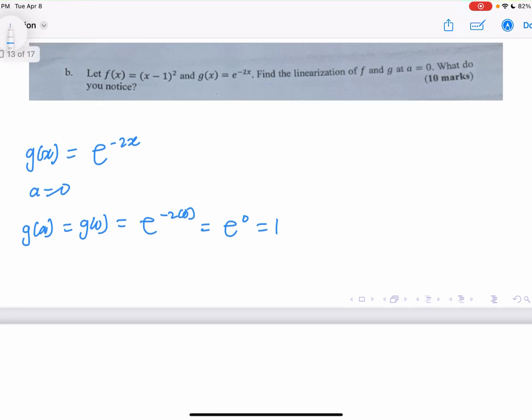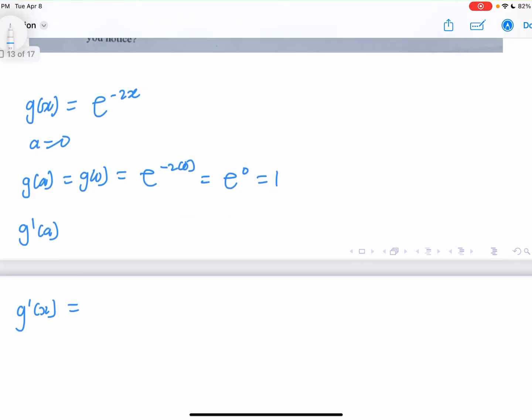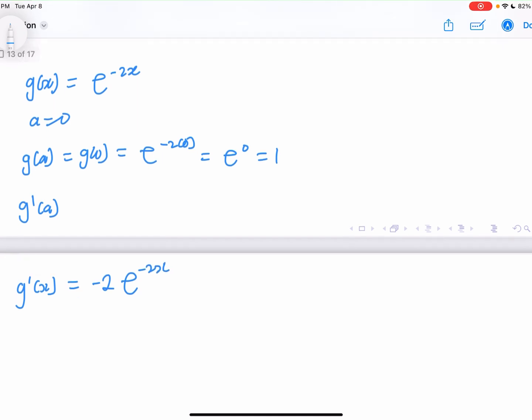So by the formula, we need g prime at a. So now let's differentiate. Differentiating g of x, this is an exponential function, so you're going to differentiate the exponent, then you multiply. So when you differentiate minus 2x, you're going to have minus 2, so you multiply it with the original function, that's e to the minus 2x. Now let's find g prime at a. So here a is 0, so g prime of 0 will be minus 2 times e to the 0, and that's minus 2.